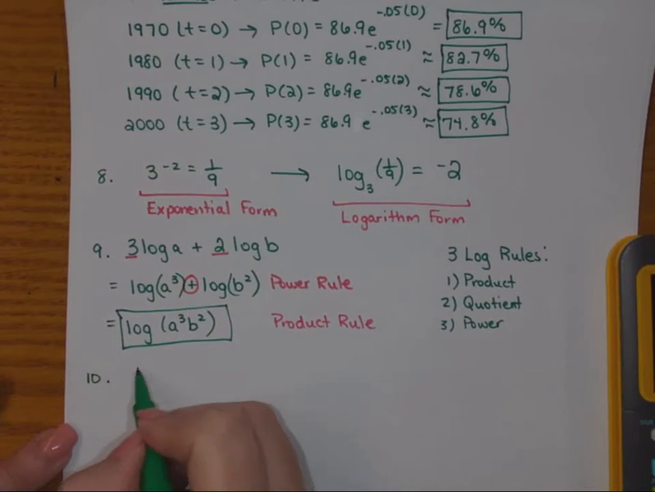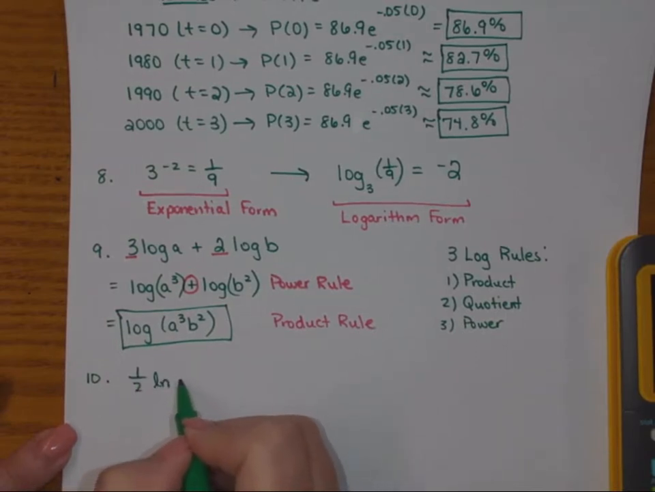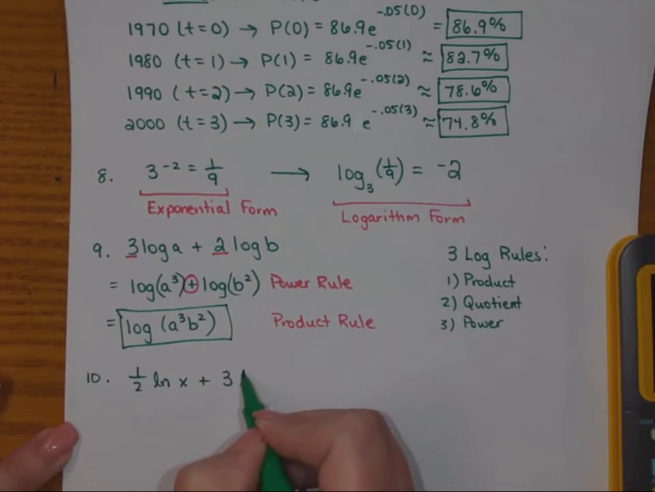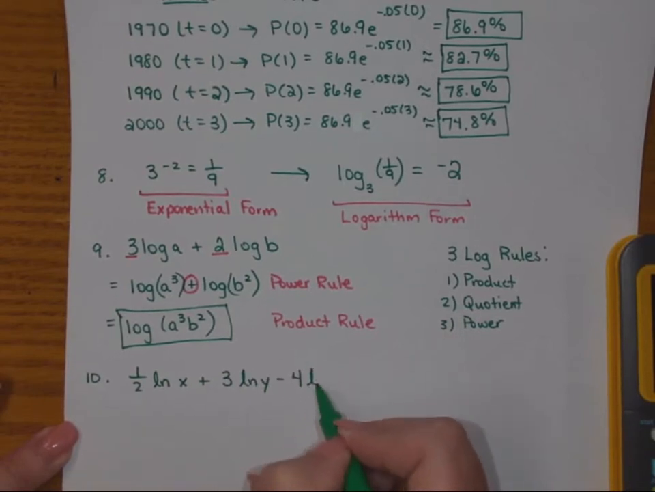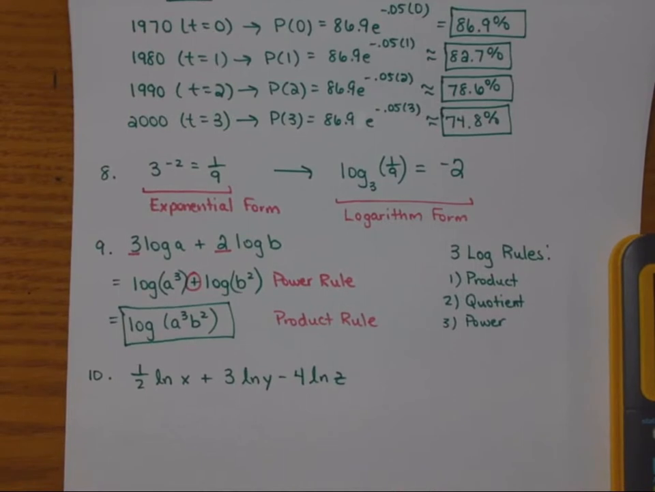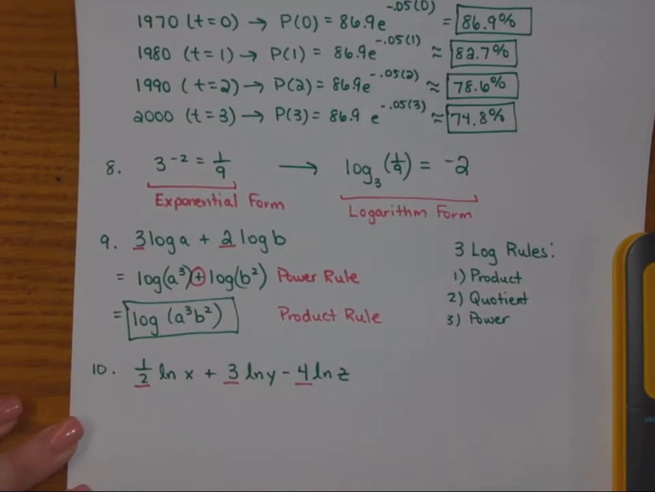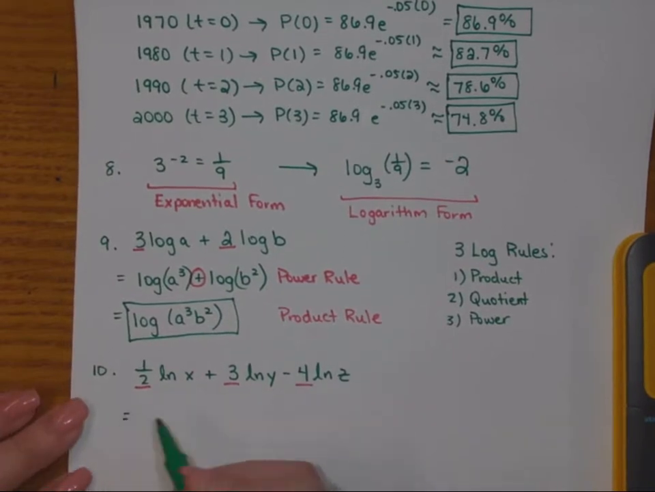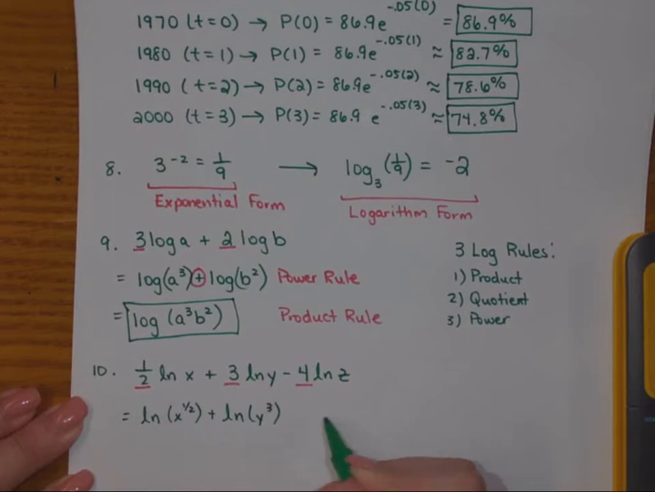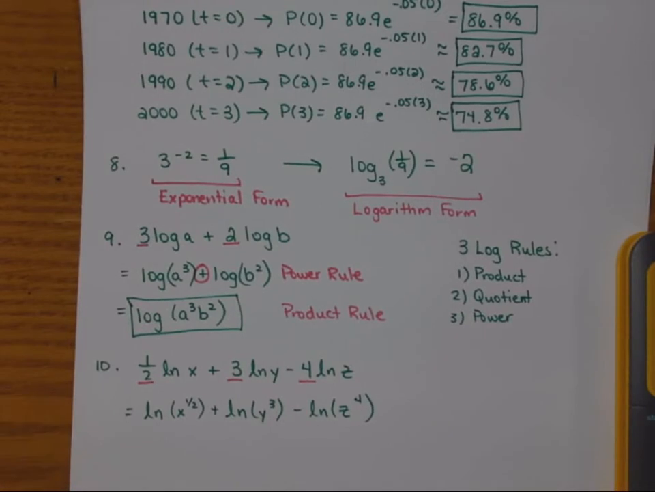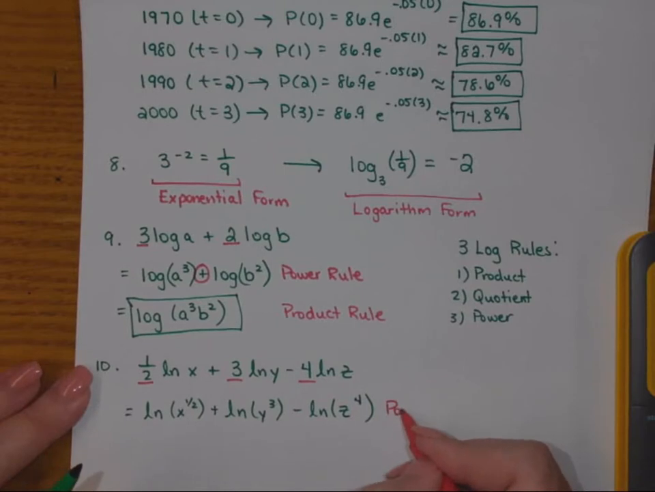All right, number 10, same kind of format. Notice this time we're using natural log. The rules that I wrote to the left here apply to any log at all, including natural log. The first thing I would do is just what I did in number 9. I would notice that these numbers in the front could be rewritten as exponents. So this will be x to the 1/2 power. This will be the natural log of y cubed. And then don't change your signs, so it'll be minus the natural log of z to the 4th. This is because of the power rule.